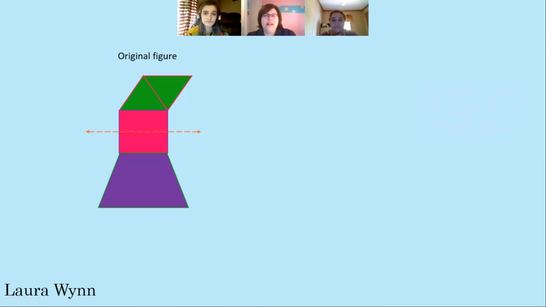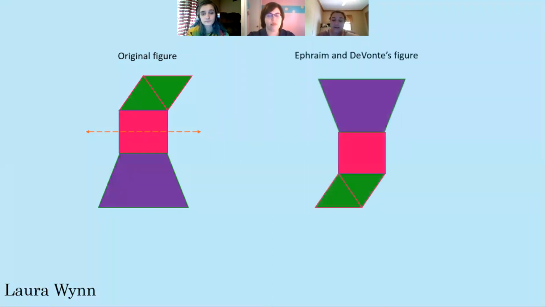Hey, Laura, what is a line of symmetry? Well, Crystal, the line of symmetry is just an imaginary line where you can fold the image in halves and the halves match exactly. In this problem, the line of symmetry is marked by the dashed orange line across the pink square. In the figure, Ephraim and Devontae didn't reflect the figure, they just kind of rotated it 180 degrees. So Crystal, can you explain a little bit better for us what they needed to do?